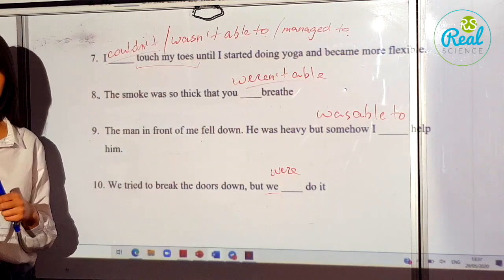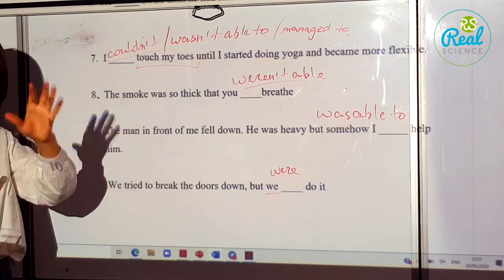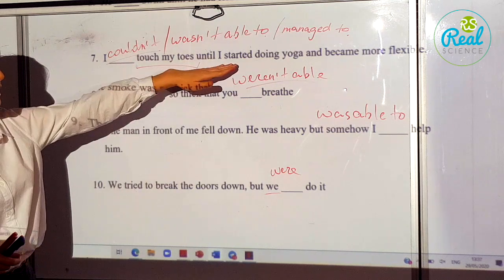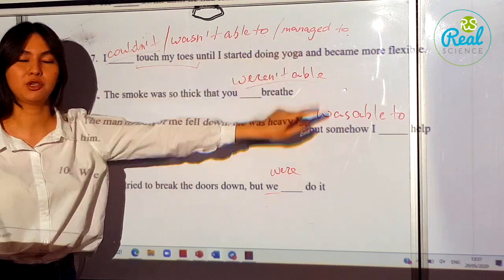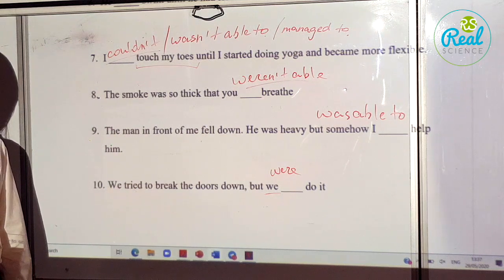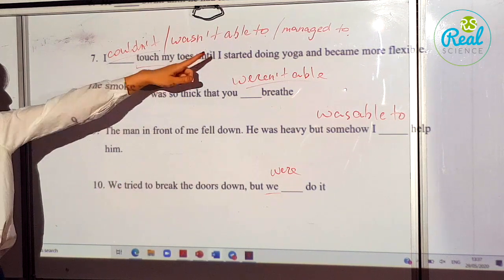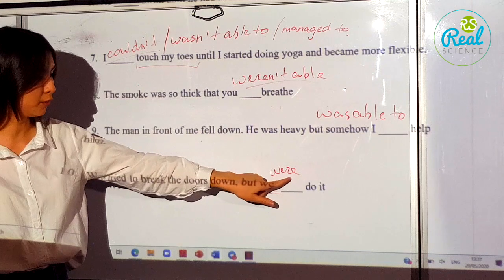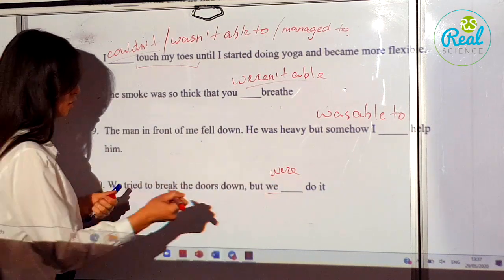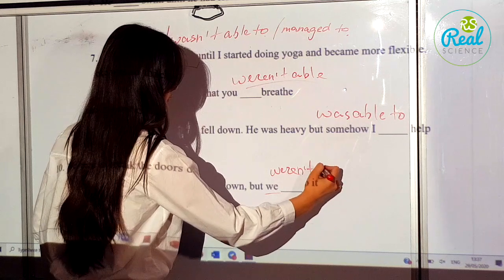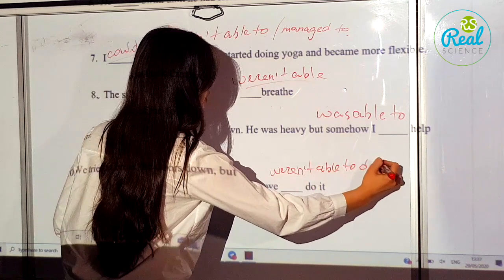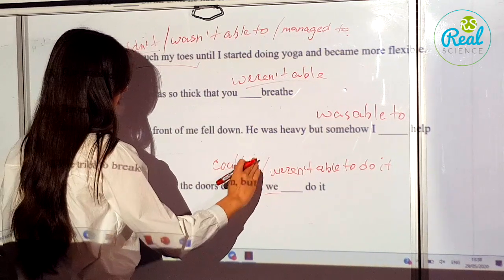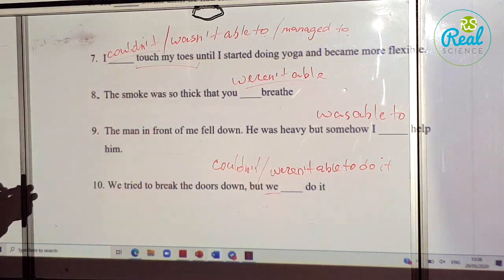Because in the negative forms, guys, when you use negative forms, you can use them for both situations, for general and for specific also. So even though this is a specific situation, you can use couldn't, wasn't able to, and managed to also. So other versions are also correct. Here also: we tried to break the doors down, but we weren't able to do it. Or you can use others also: didn't manage to, couldn't. Okay, didn't manage to is also possible.